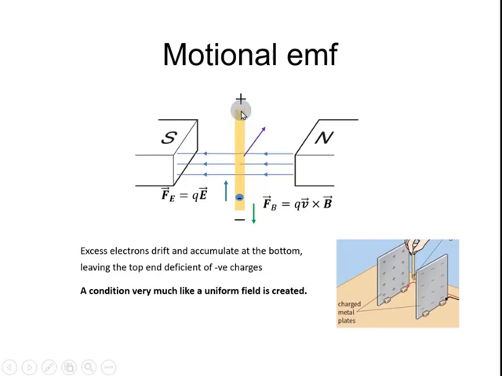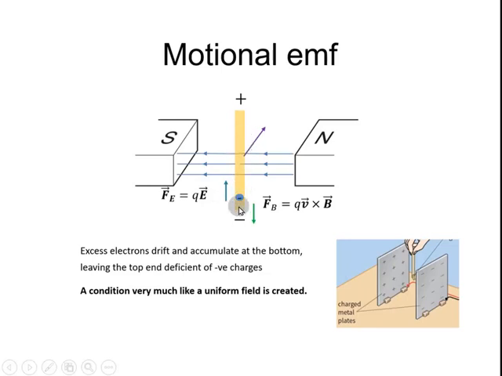That's what is happening here. Positive charges are accumulating here, and negative charges are accumulating here. So there will be an electric field set up within the conductor. The force that will be acting on any charge within the field is given by the charge multiplied by the electric field that has been set up.